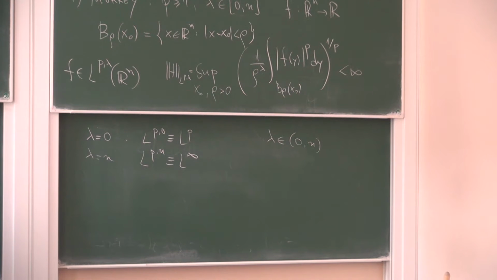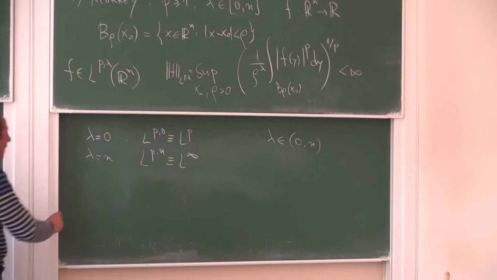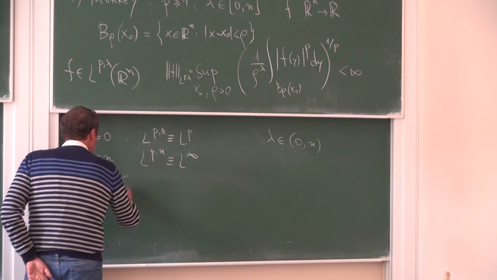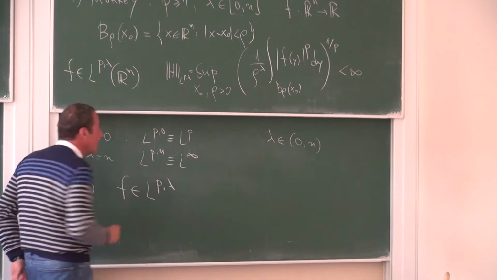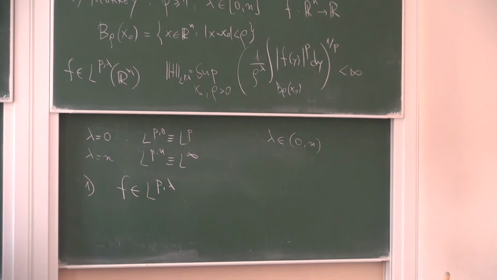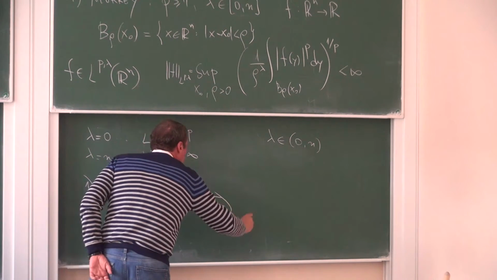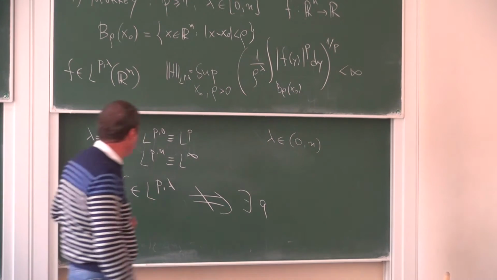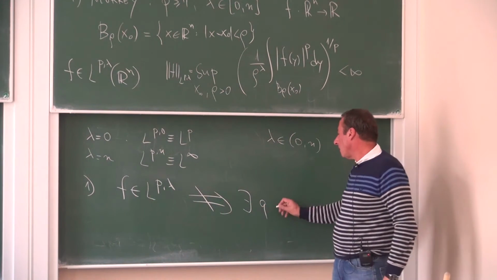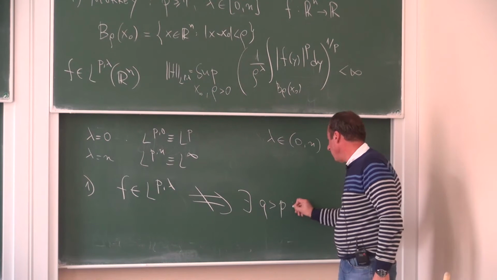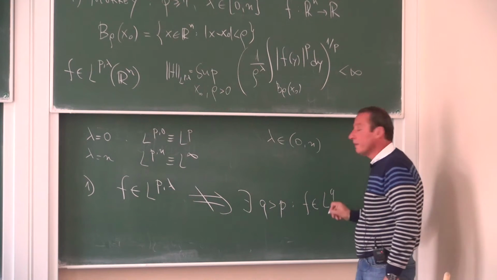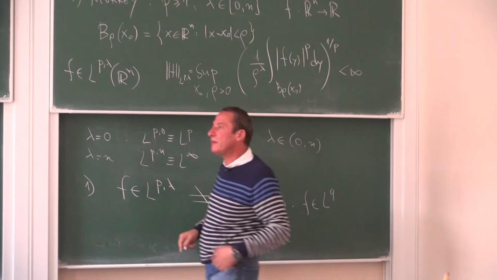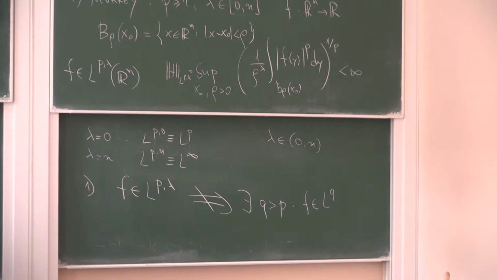They are local spaces, and some important facts for these spaces are these. If you have that f stays in some Morrey space L^{p,lambda} with exponents p and lambda, it doesn't imply the existence of some better integrability exponent. So it doesn't follow that there exists some q greater than p with the property that f belongs to L^q. So this second exponent, lambda, doesn't give you some gain of integrability.